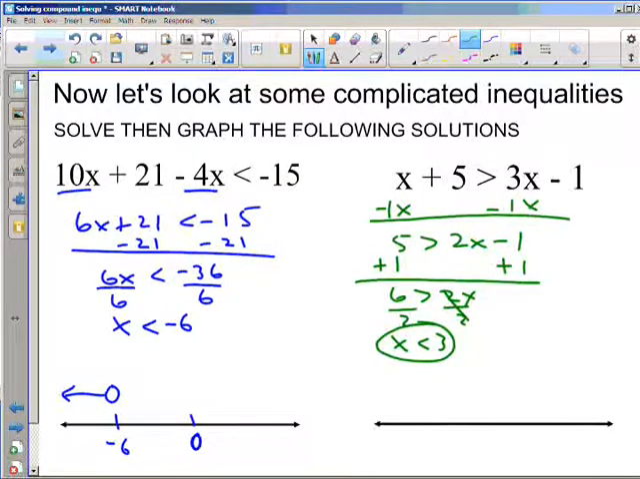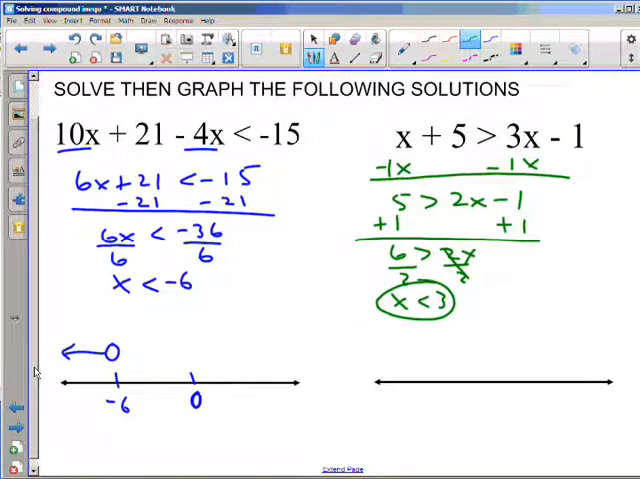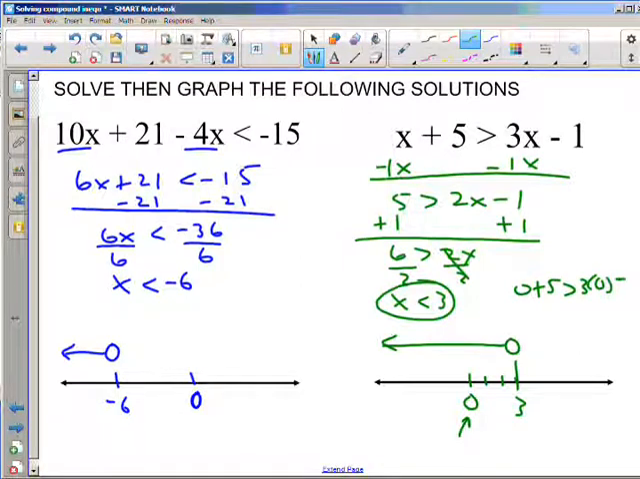And because I had to flip the direction there, I'm going to go ahead and graph it and then pick a number to make sure it works. So if this is 0, here's 3, open circle, smaller. Easy number to plug in to test is 0, so let's try a 0. 0 plus 5 is greater than 3 times 0 minus 1. 0 plus 5 is 5. 3 times 0 is 0. 0 minus 1 is negative 1, and 5 is greater than negative 1.